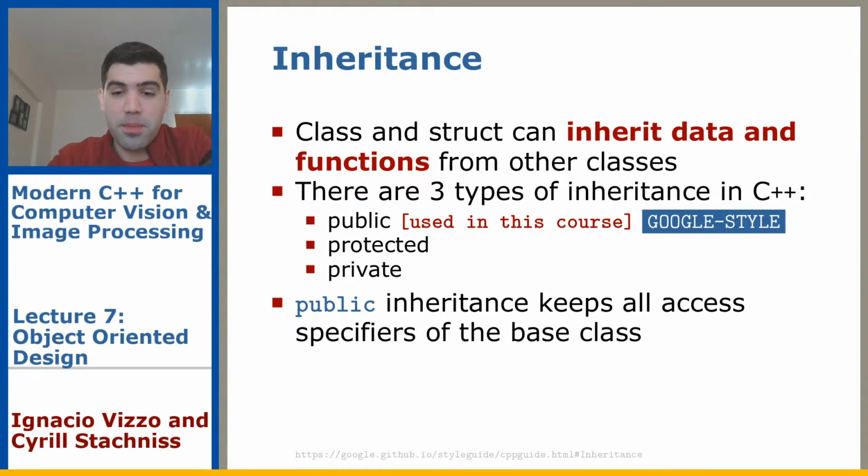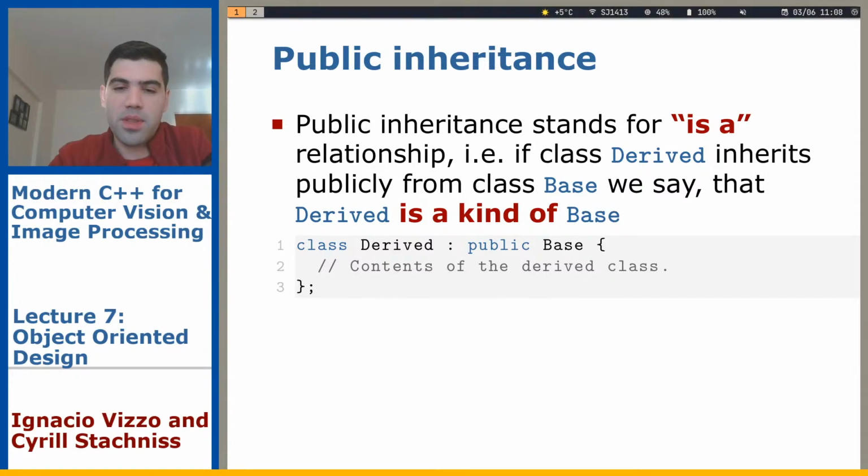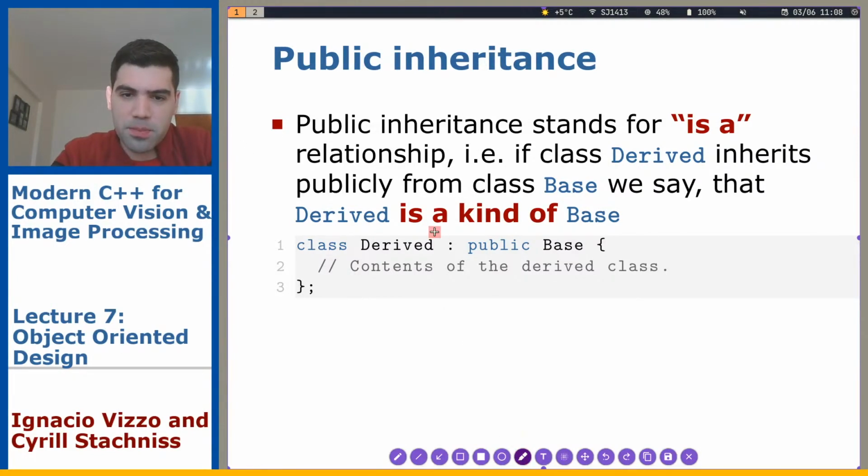Public inheritance will keep all access specifiers of the base class. So what I said before. And this is basically how it looks syntax-wise. The idea behind this type of inheritance is that there is an is-a relationship. So a class derived inherits publicly from a class base, and then we say that derived is a kind of base. With this particular syntax, when you express the relationship, you use the colon operator here, and then you say public, and then you specify the type that you're deriving from.